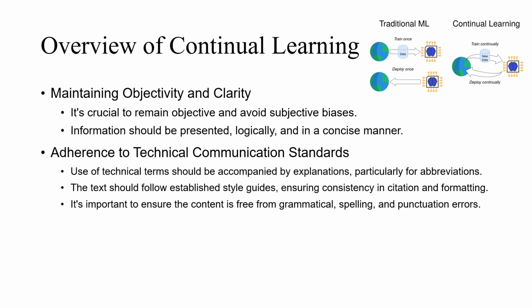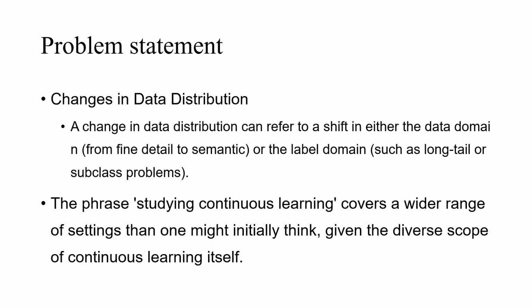So these pages show why continual learning is needed. These pages show the problem statement about continual learning. The first thing is the changes in data distribution. When we are using continual learning, a change in data distribution can refer to a shift in either the data domain or the label domain. The second thing is that studying continual learning covers a wider range of settings than one might initially think, given the diverse scope of continual learning itself.